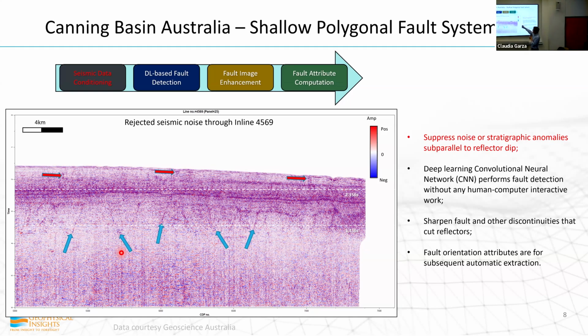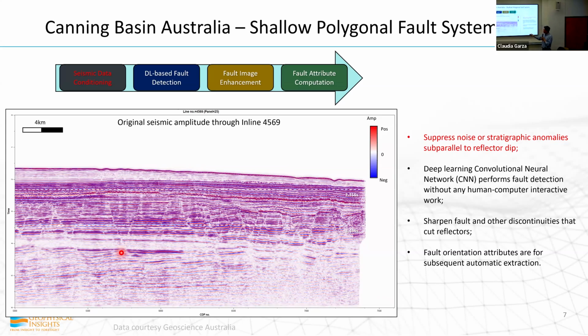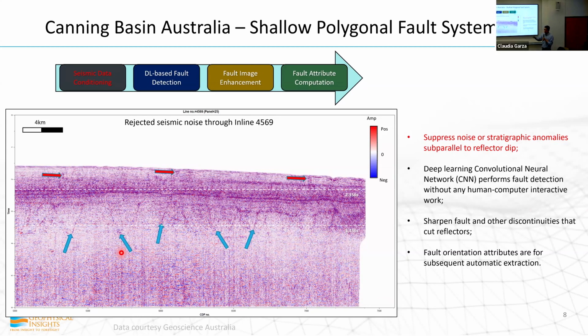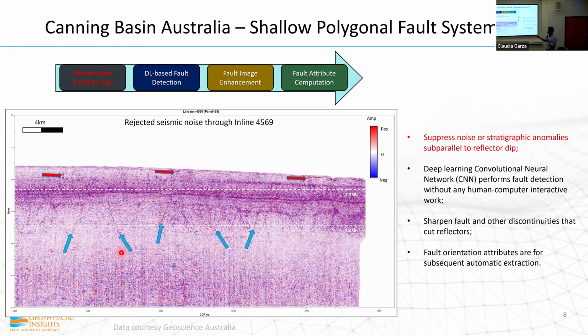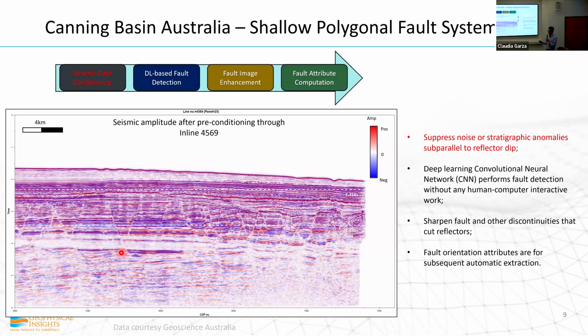Compared to the original seismic data, the rejected noise level is very low. So that doesn't hurt our result for fault detection. So this is the seismic data after preconditioning, which is the original seismic amplitude data minus this one, and we got this filtered data.